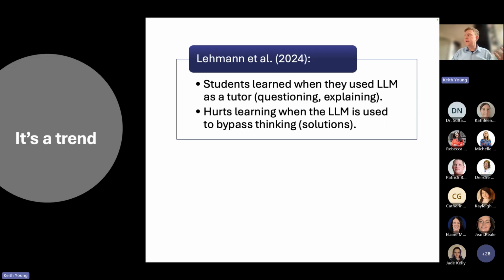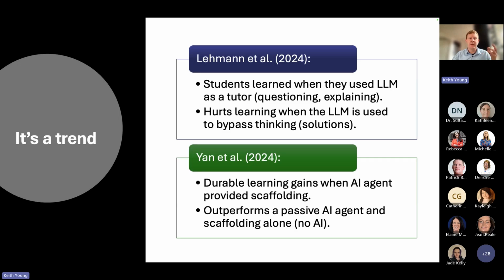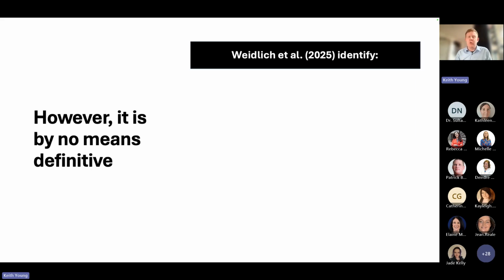Lehman et al. learned that when students used the LLM as a tutor, questioning and explaining it, learning benefited, but it hurt learning when the LLM is used to bypass thinking, just getting solutions. Another study, Yan et al., found durable learning gains when the AI agent provided scaffolding, outpacing the scaffolding alone with no AI, and it outperformed both the passive agent and the one that had no AI as well. So there are potential ways that this technology could be used to the benefit of learners while also not necessarily seeing any negative aspects from their learning standpoint and potentially some gains. But we need more research. It's by no means definitive.